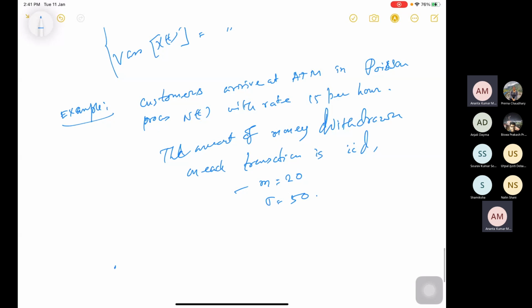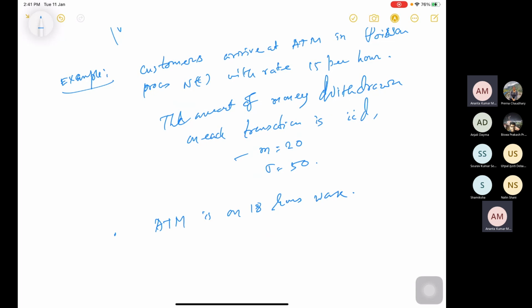Now suppose my ATM is on for 18 hours of work. So the ATM is on 18 hours, which means if you start from 8 and it goes to late night, the total is 18 hours, or 12 hours, whatever you can write down. For this case I am considering 18 hours of work.